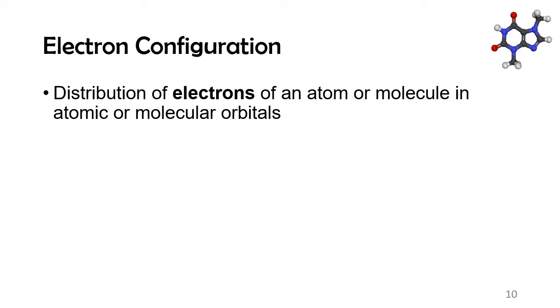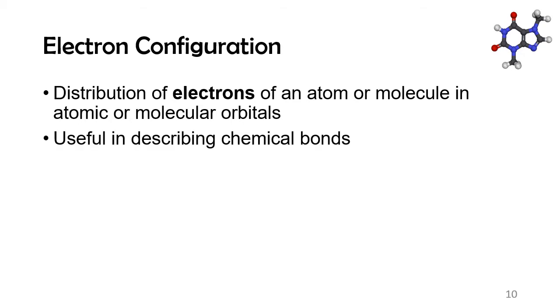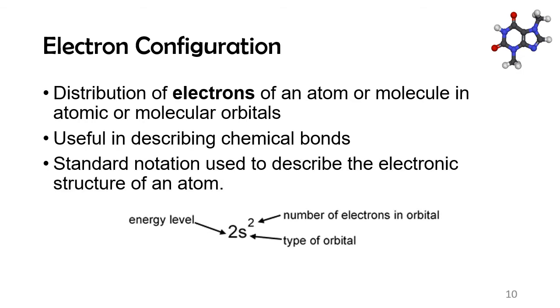Knowing the EC of an atom is useful in describing the chemical bonds that can form between atoms. The electron configuration is the standard notation used to describe the electronic structure of an atom.